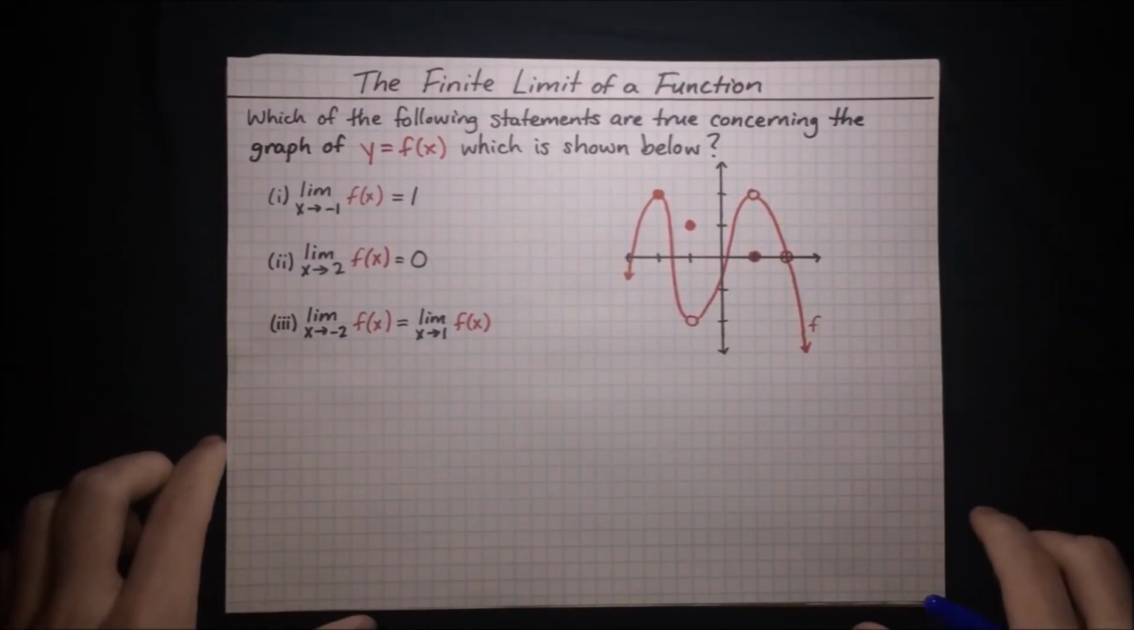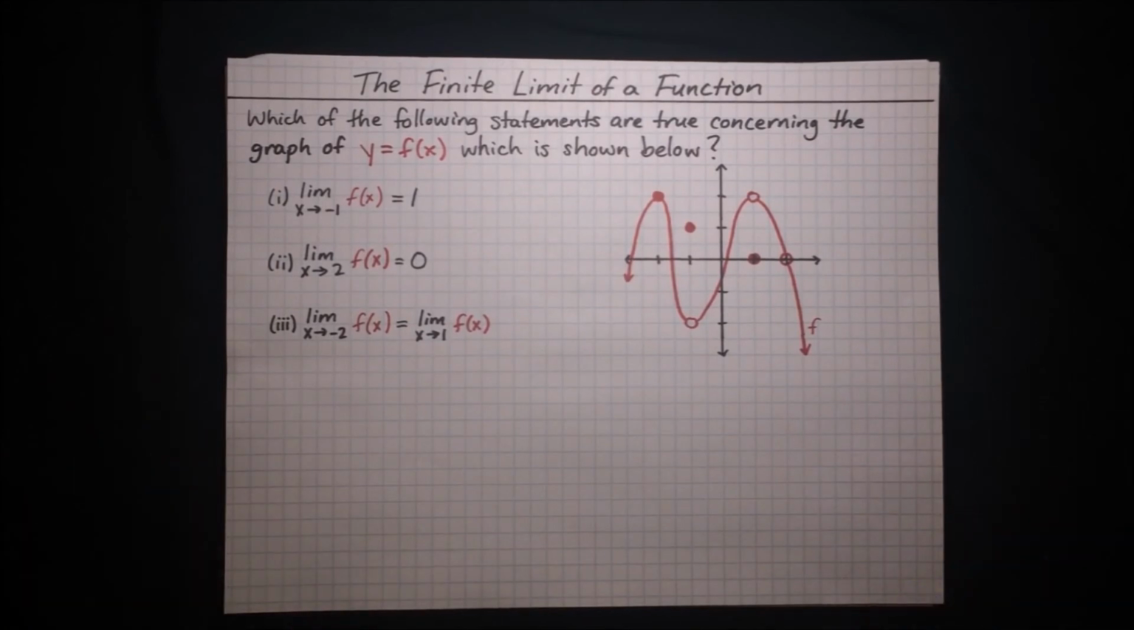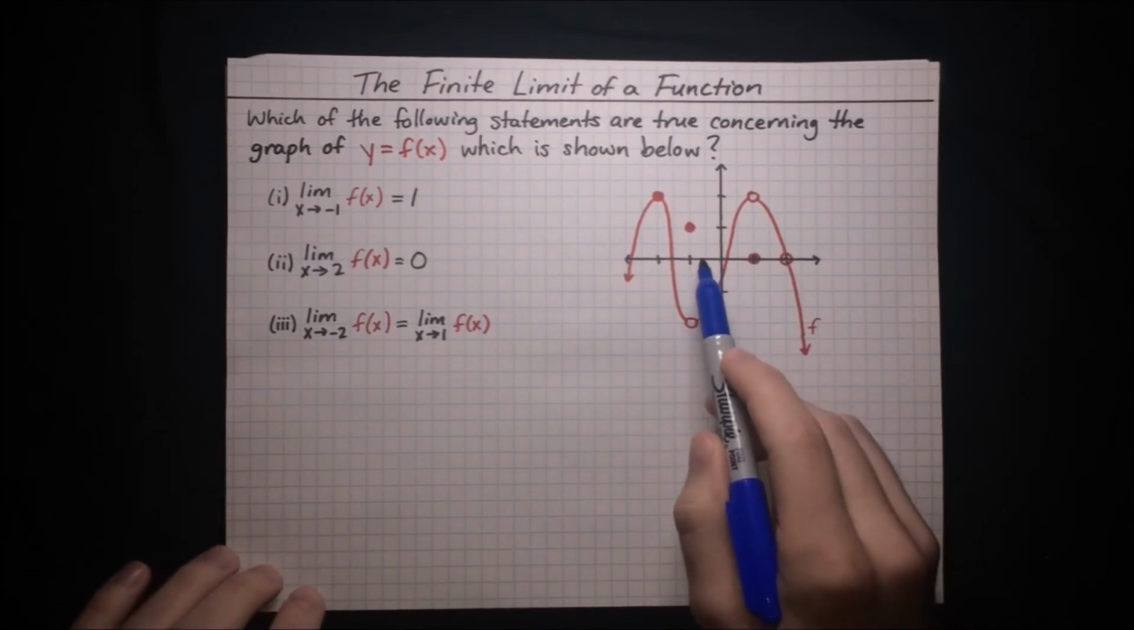Next problem. Which of the following statements are true concerning the graph of y equals f of x, which is shown below? First statement, the limit as x approaches -1 of f of x equals 1. Let's see, is that true? Let's look on the graph. Where is x equals -1? X is -1 right over here.